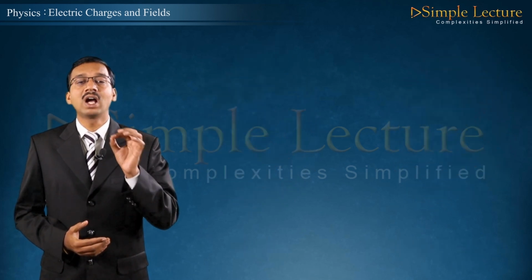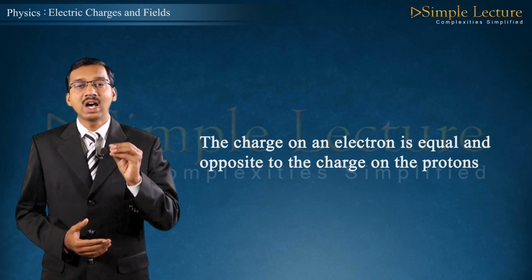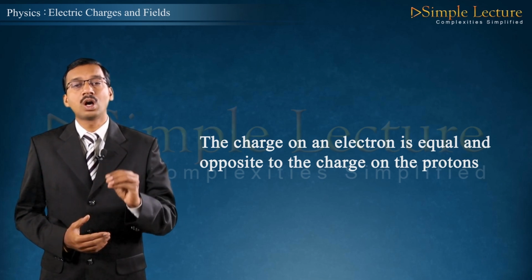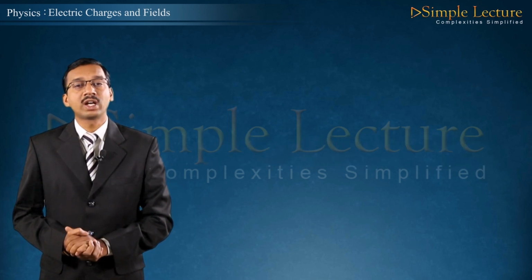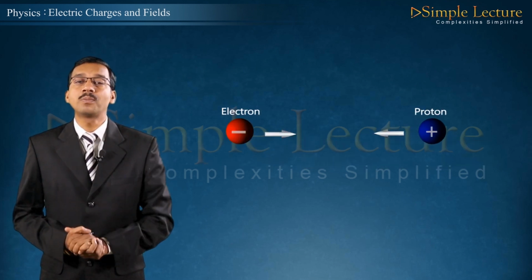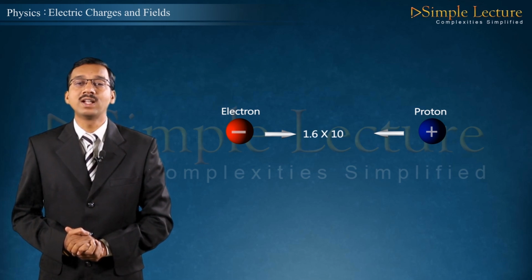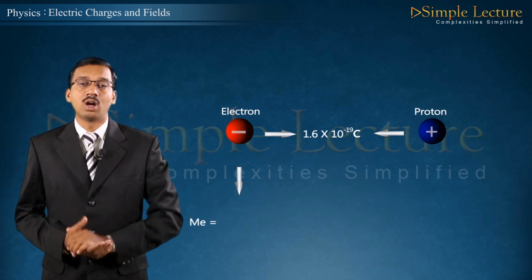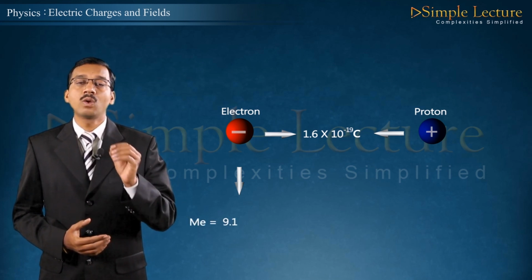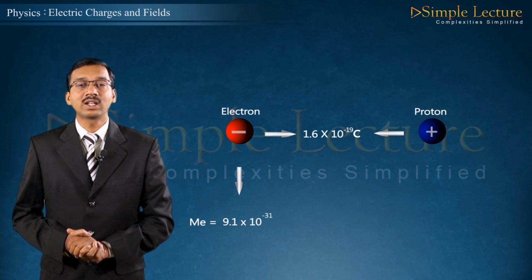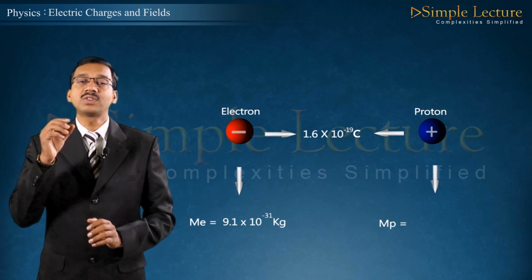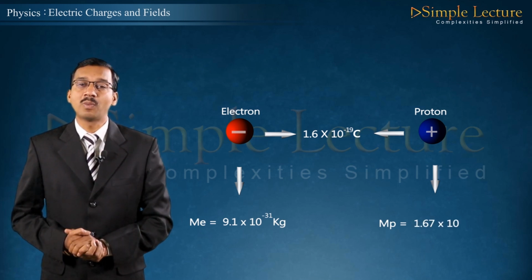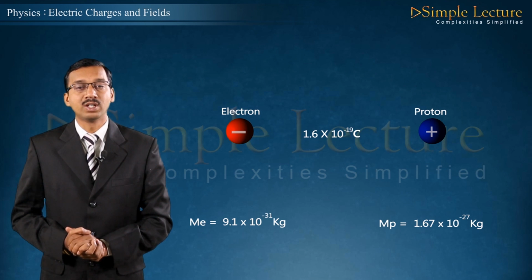In the case of charges, the charge of an electron and the charge of a proton are the same, which is taken as plus or minus 1.6 into 10 to the power of minus 19 coulomb, whereas the mass of the electron is 9.1 into 10 to the power of minus 31 kg, and the mass of the proton is 1.67 into 10 to the power of minus 27 kg.